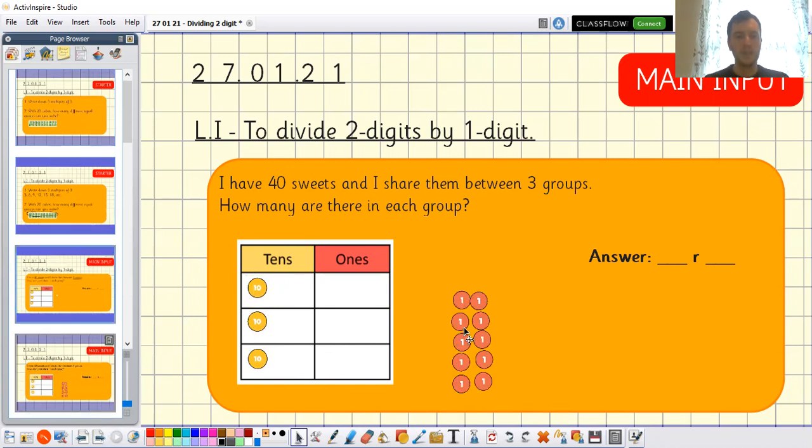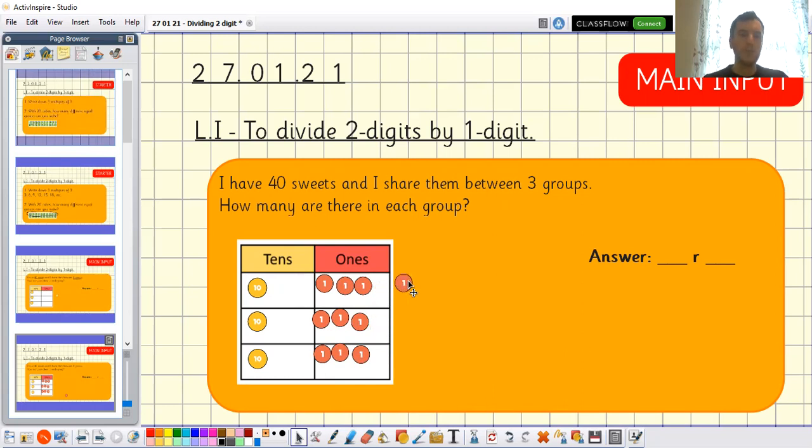There's my tens that I've already shared. Here's my 10 extra ones. And now I can share those between the 3 groups. So let's have a go at doing that. There's 1 one in each group, 2 ones in each group, and 3 ones in each group. Oh, again, I've got a bit of a problem. I've got an extra 1. I can't put it in any of these because it won't be fair. It won't be equal. So I've got to leave that to one side.